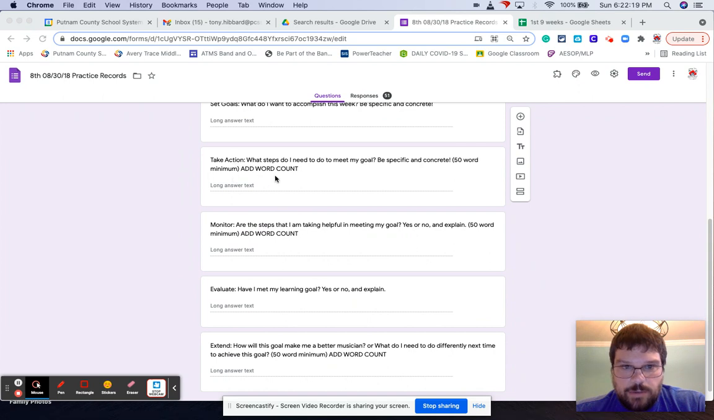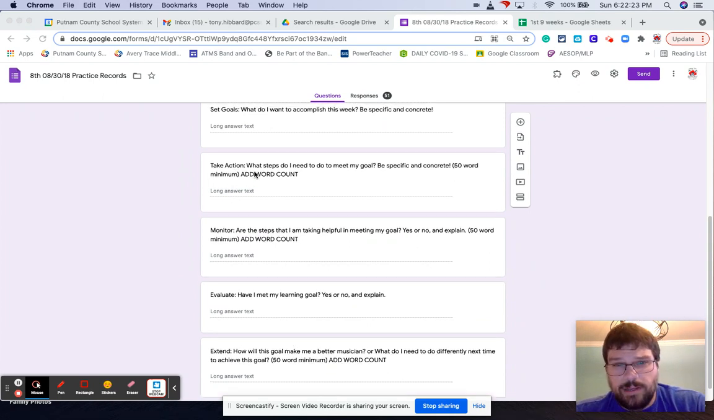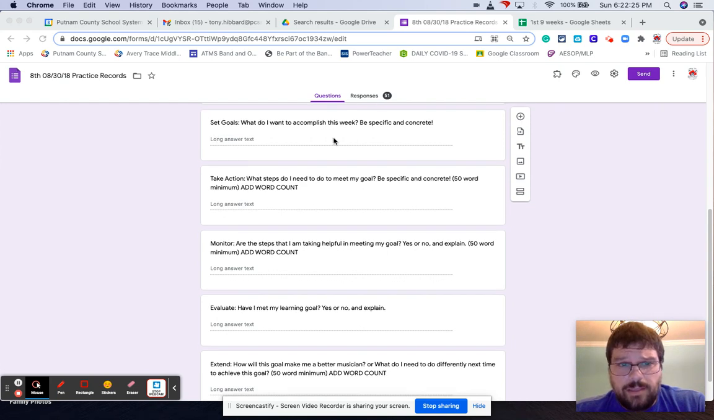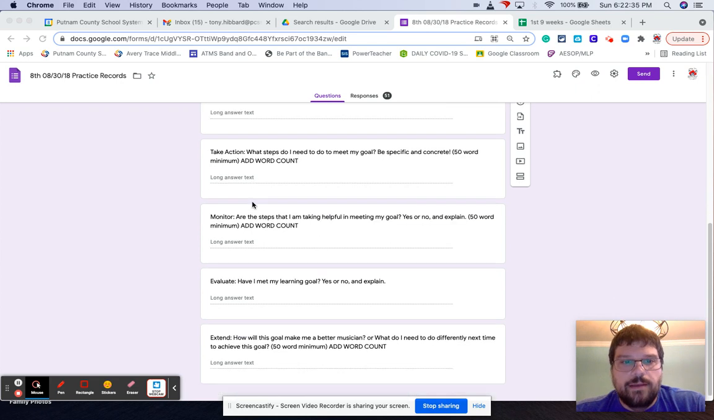And the action one, backing up just a minute, they have to add a word count here. Because what I did when I first started doing this, they'd set their goal and then I'd go, what steps do I need to meet my goal? And they'd say practice. Okay, well, I need you to elaborate a little bit more than that. And then for the monitor, are the steps I'm taking helpful in meeting my goal? Yes or no, and explain.